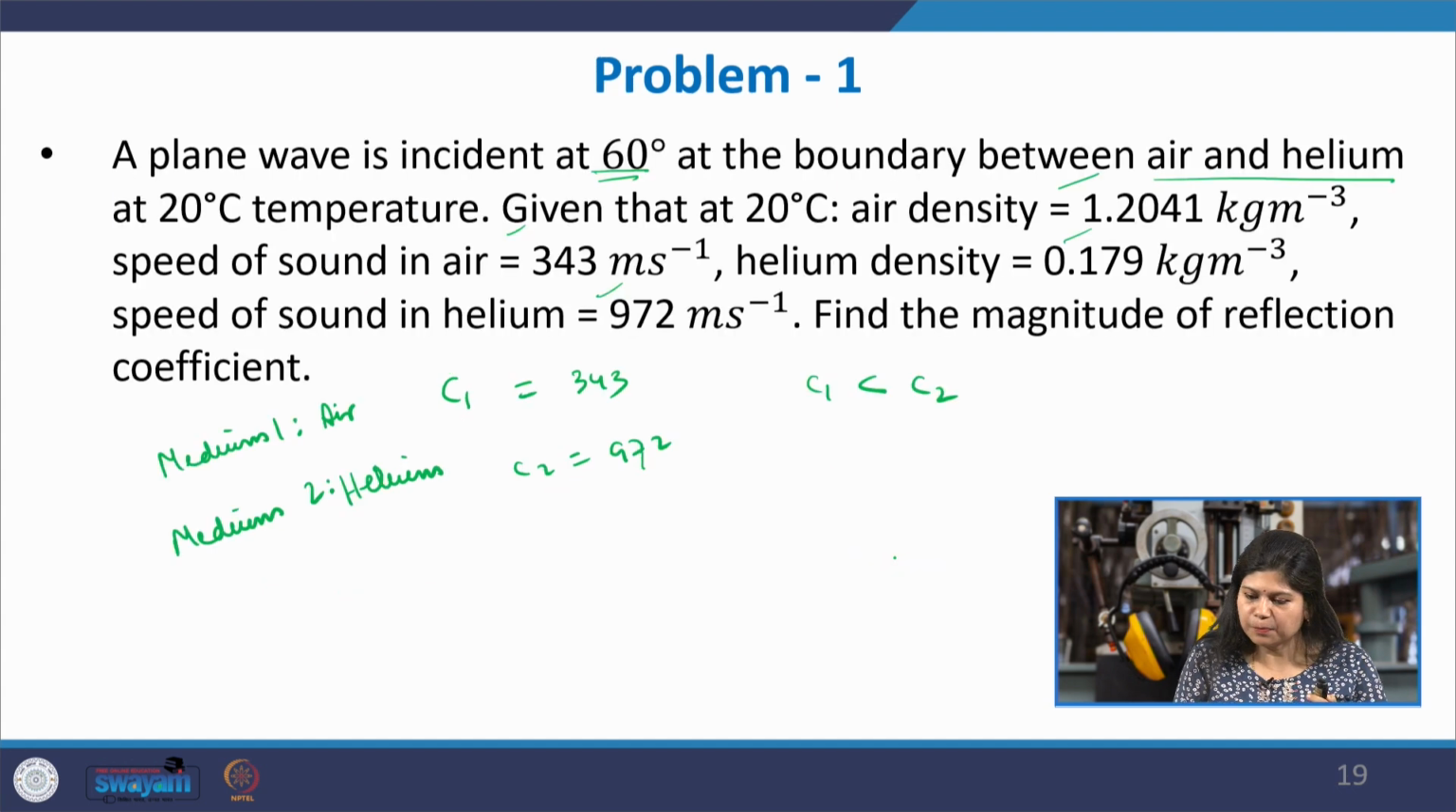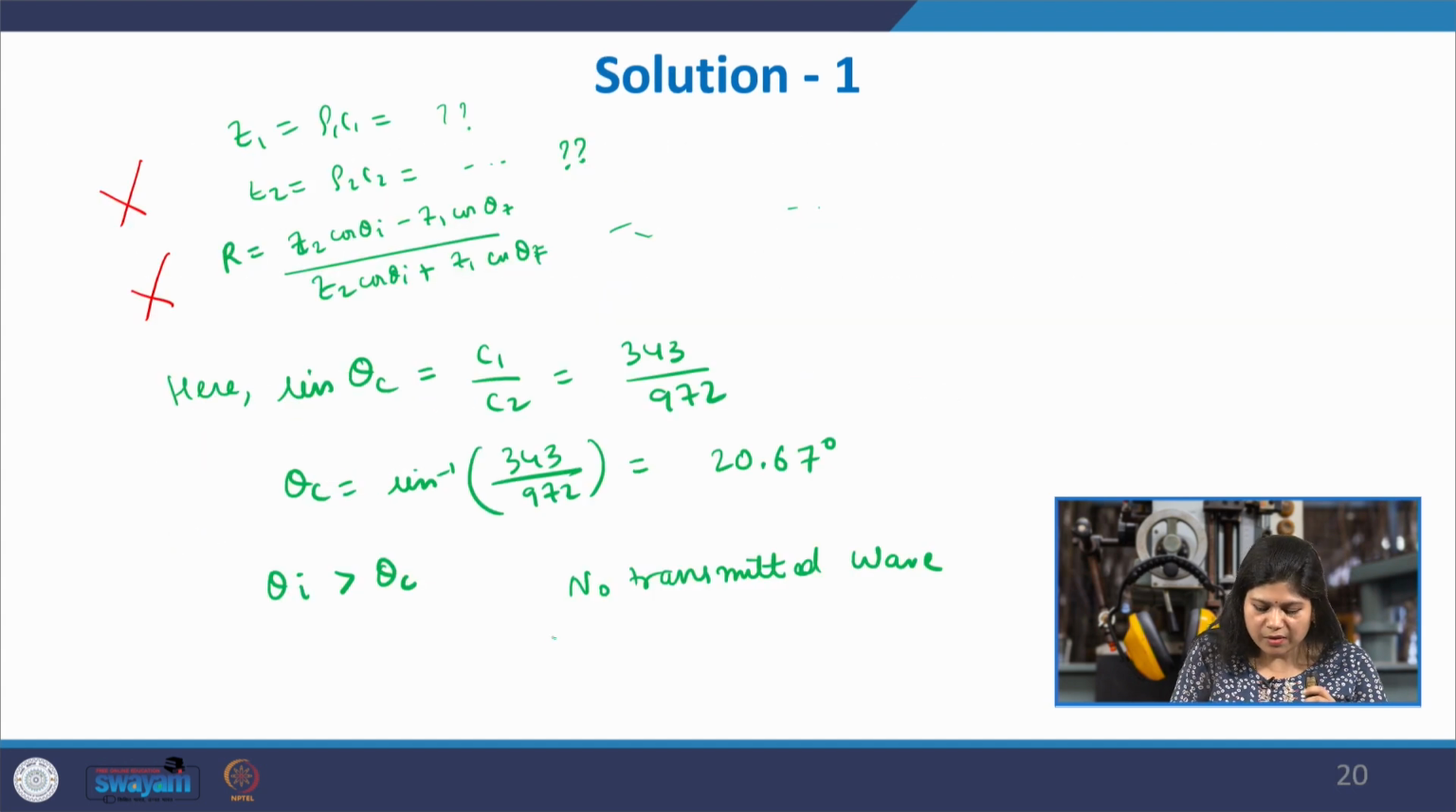So, what is happening here? Since there is no transmitted wave, what is the magnitude of the reflection coefficient? R is coming out to be -1.